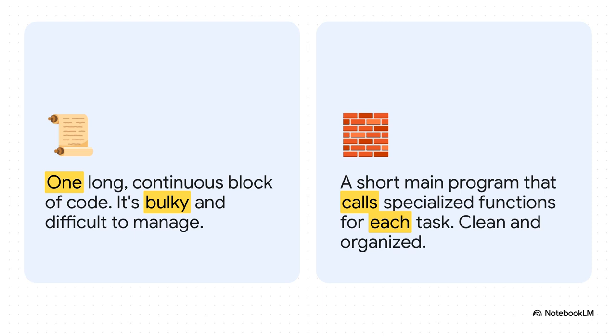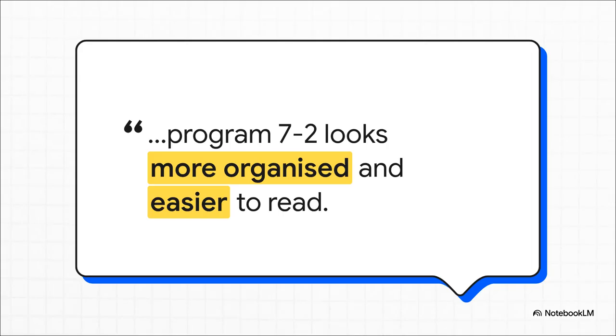You calculate the cylinder area, you do the cone area, and you figure out the tax. And you know, the source material just hits the nail on the head here. It says it is evident that Program 72 looks more organized and easier to read. Yeah, no kidding. You can instantly understand the program's logic without getting bogged down in the nitty-gritty math.